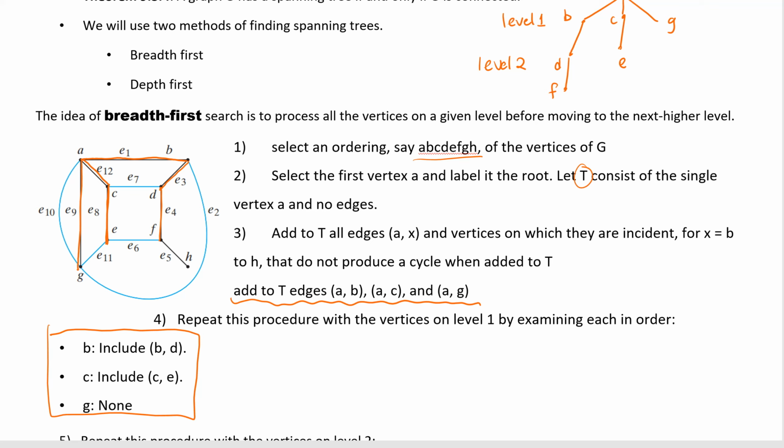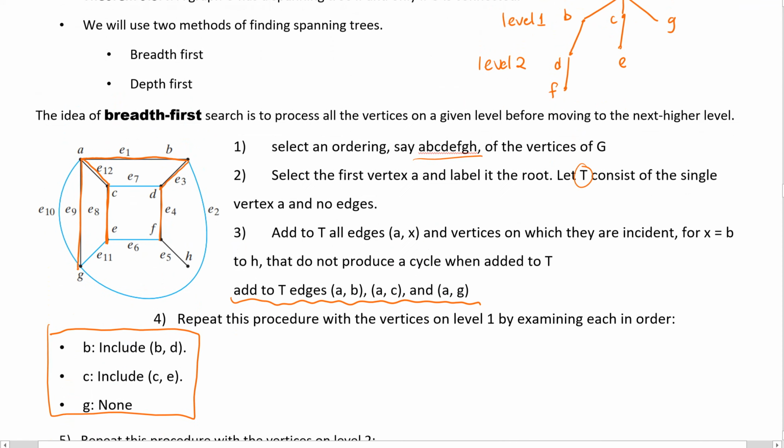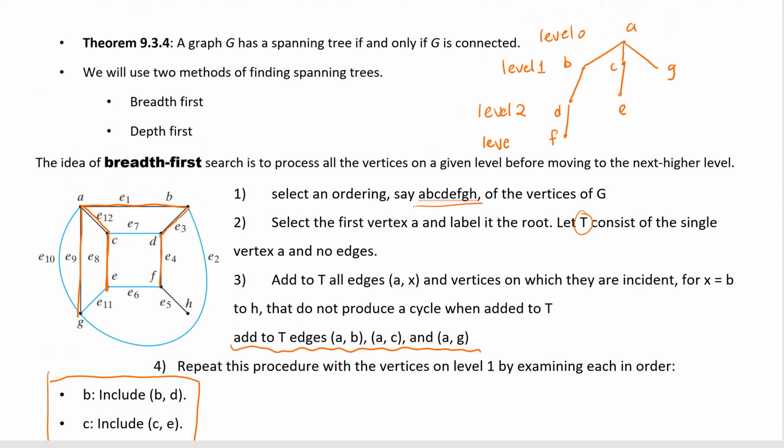Okay, and E is also adjacent to G and F, but we already have those two vertices in our tree T, so we don't need to include that. So that's why for D, we include the F, the edge; E, none. Okay, so here we get level 2, and that's level 3. Finally, you look at the F. F is adjacent to H, so that's why we have H here, and H will give us level 4.